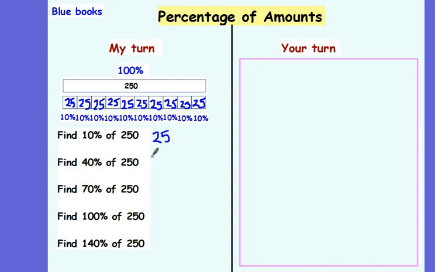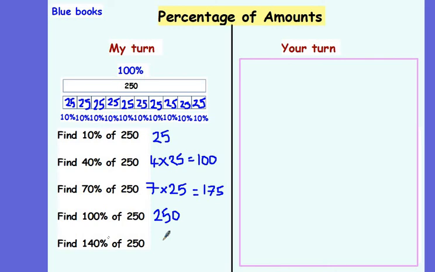To work out 40%, we need to do 4 lots of that 10%, which will give me 100. To work out 70%, we need 7 of those sections. 7 times 25 will give me 175. To work out 100%, that's my full bar, so that's 250.